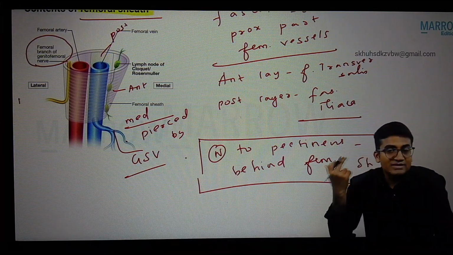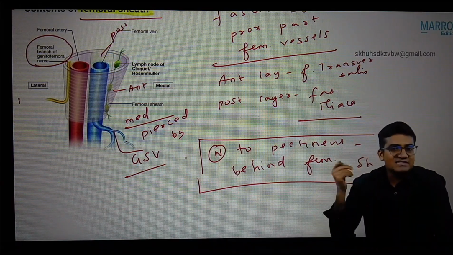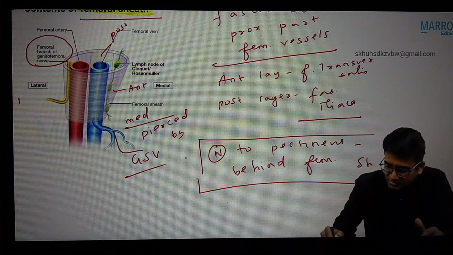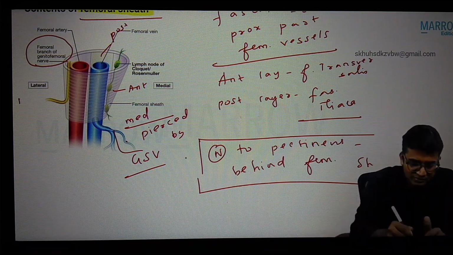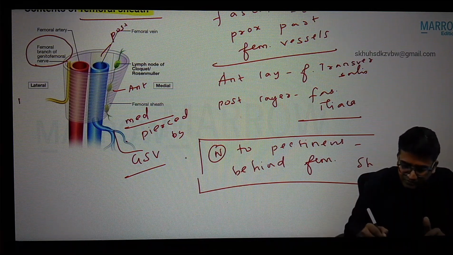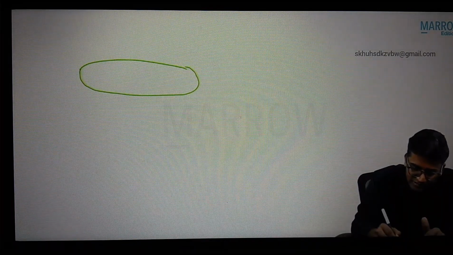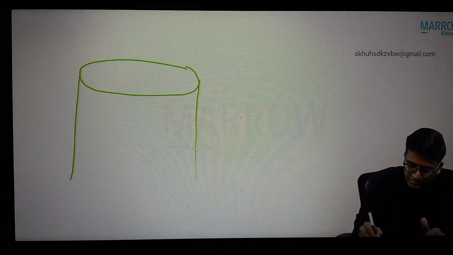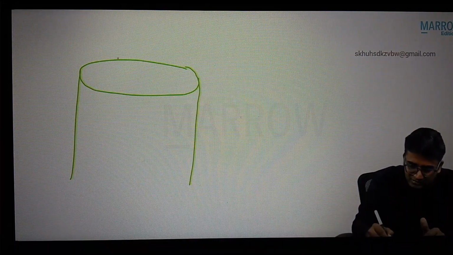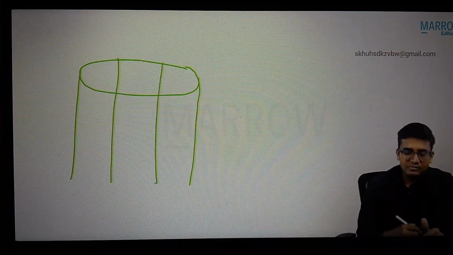Right. Next, what are the compartments of the femoral sheath and what are the structures passing through these compartments? Now, we're going to draw one diagram. Now, this is our femoral sheath. So, the femoral sheath has three compartments: lateral, intermediate, and medial.